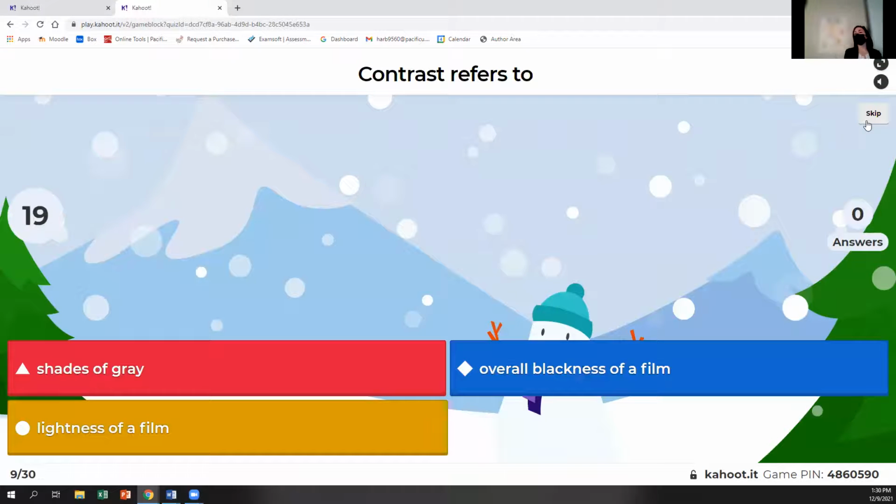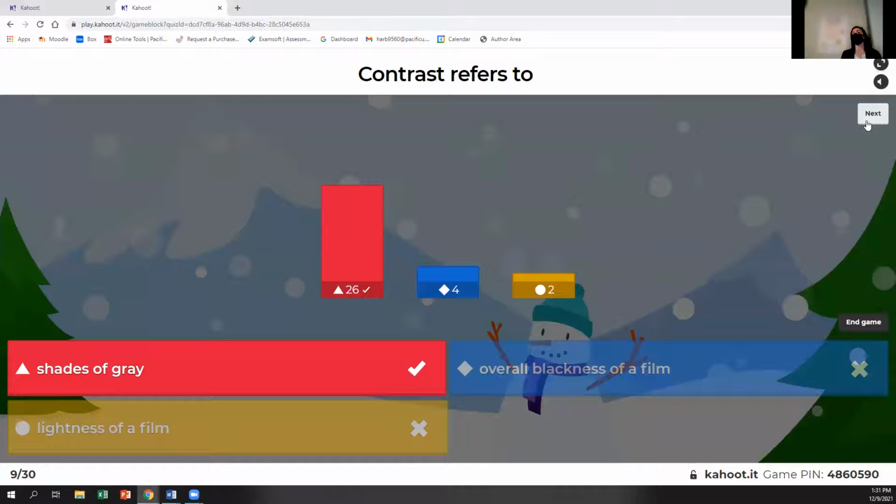Contrast refers to the shades of gray, the overall blackness of a film, or the lightness of a film. Shades of gray, good. So the overall blackness is the density, shades of gray is the contrast.